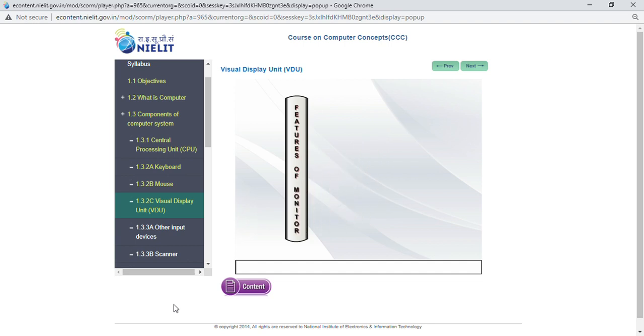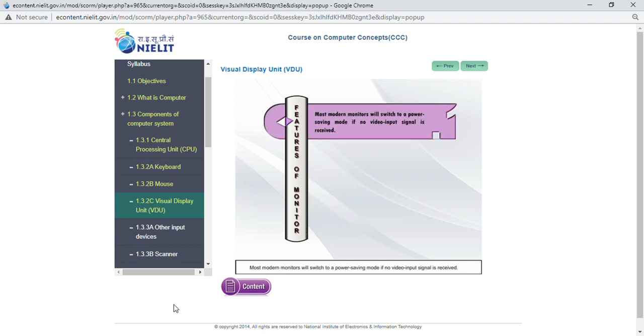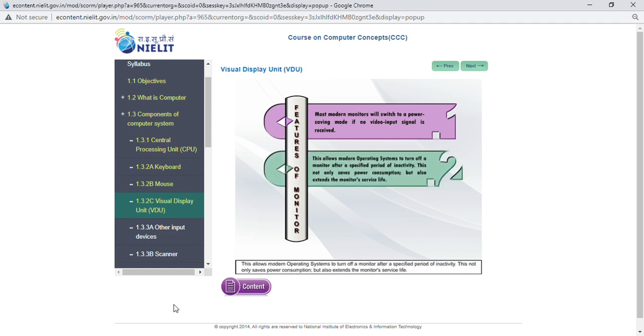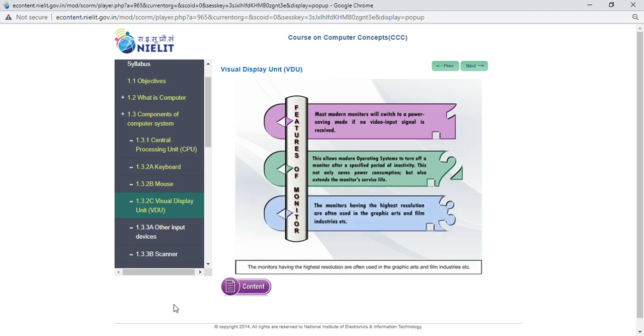Features of monitor. Most modern monitors will switch to a power-saving mode if no video input signal is received. This allows modern operating systems to turn off a monitor after a specified period of inactivity. This not only saves power consumption, but also extends the monitor's service life. The monitors having the highest resolution are often used in the graphic arts and film industries, etc.